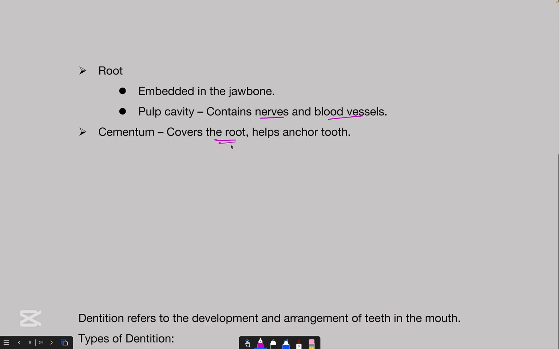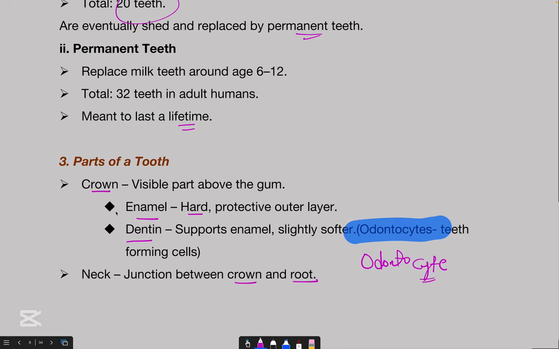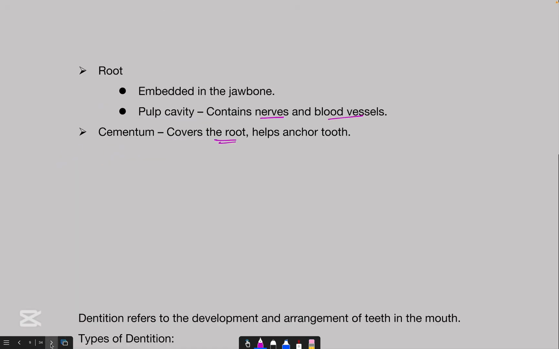So please take note of the various parts of the teeth: the crown, the neck, and the root. The crown contains the enamel and the dentine. The neck holds the crown and the root together. The root is embedded in the jawbone and contains the pulp cavity, which contains nerves and blood vessels. That is why when you pull a tooth out, you will see blood. Are you getting it now?